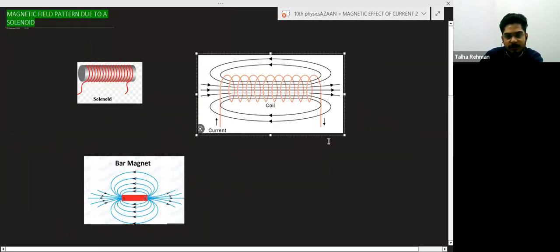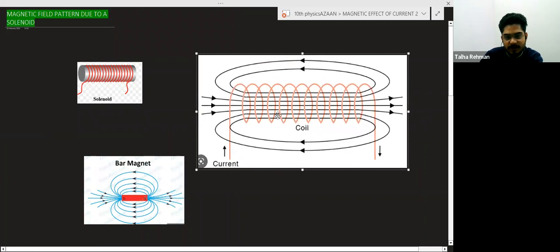So what is a solenoid? See first this figure. This is the wire in helical form, and a current is flowing in this wire. Due to that current, there is a magnetic field around and in this solenoid. So this is the magnetic field pattern due to a solenoid.